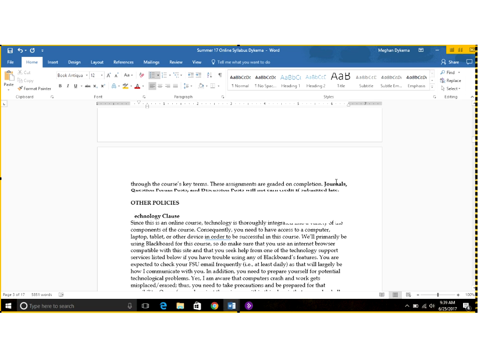And keep in mind also that journals, discussion forum posts, and question forum posts do not earn credit if they're submitted late. So they are really pass-fail, and once those are turned in late, they really can't earn any credit.